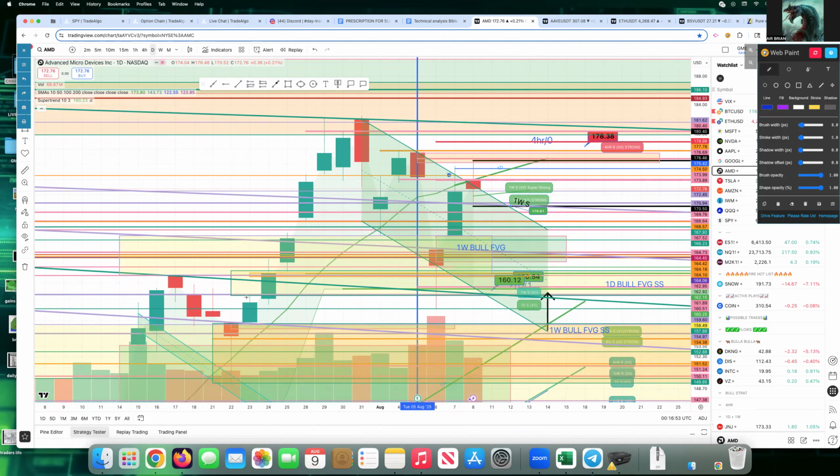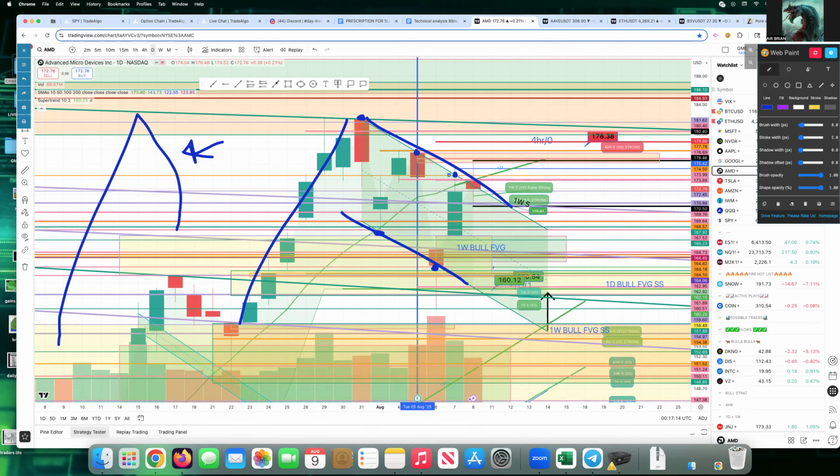So bull flags are a flagpole and then a parallel channel of consolidation downwards. See how this is parallel, right? A lot of people think a bull flag is just anything that looks like this. This is not parallel consolidation. So it really depends. Do you want to follow the textbook version of a bull flag? Yes or no? We didn't get that candle close above.